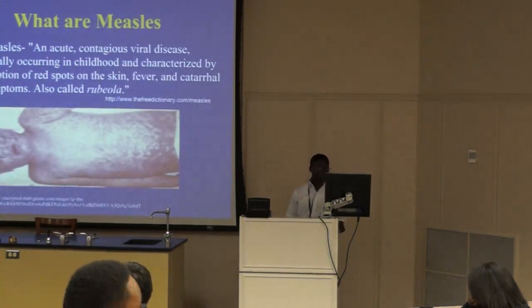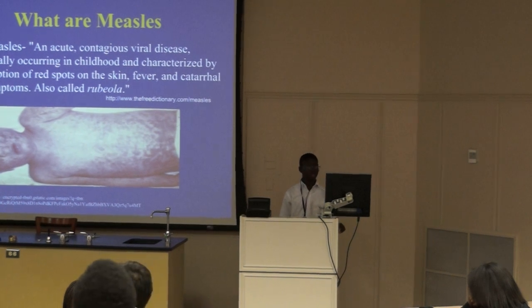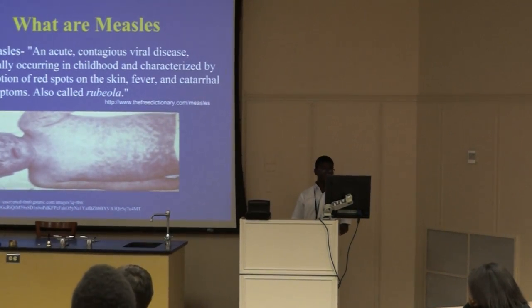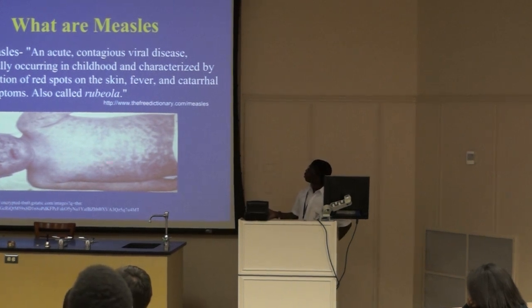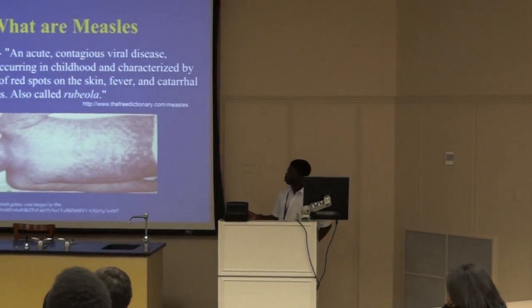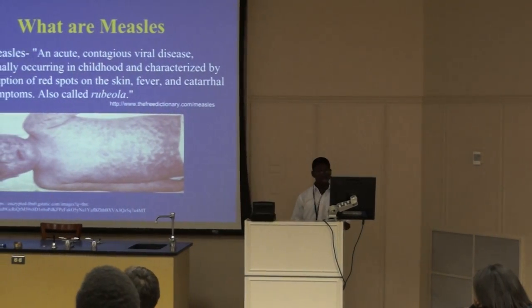And what are measles? Measles is an acute contagious viral disease usually occurring in childhood, characterized by an eruption of red spots on the skin, fever, and catarrhal symptoms. Catarrhal means respiratory disease such as cold, sneezing, coughing, etc. Here is a picture of a child with a severe case of measles, showing the red spots on the skin, or Koplik spots, that I'll discuss later in the presentation.